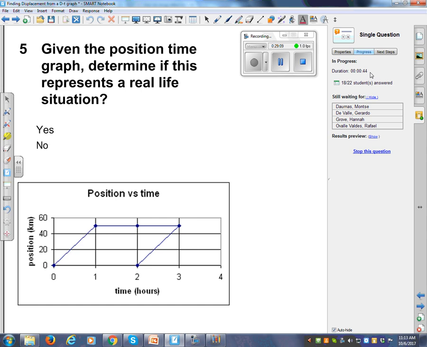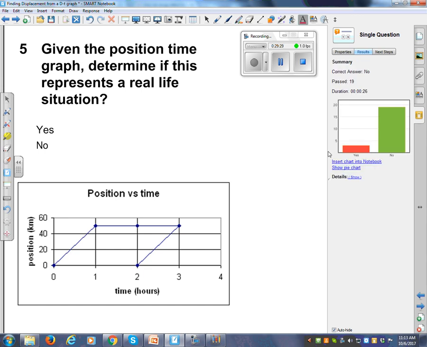Actually, maybe he'll be a genius. All right, here we go.